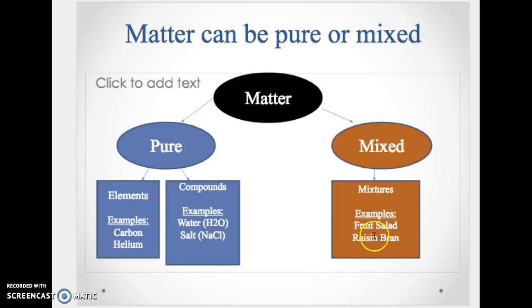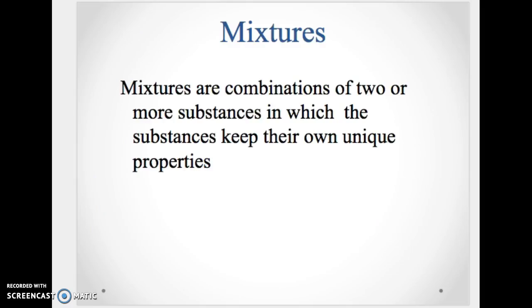So some examples of a mixture would be maybe like a fruit salad or just a plain salad, maybe Raisin Bran, any type of cereal that has different colors that you can sort out by yourself, like with your actual hands, could be considered a mixture. So I'm going to use those examples for today.